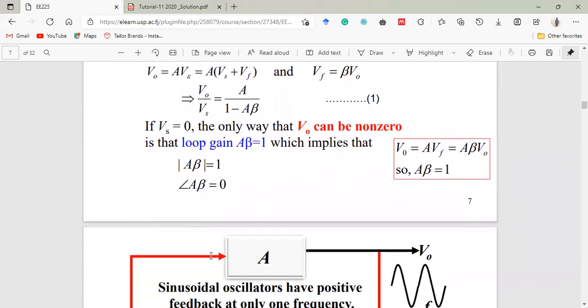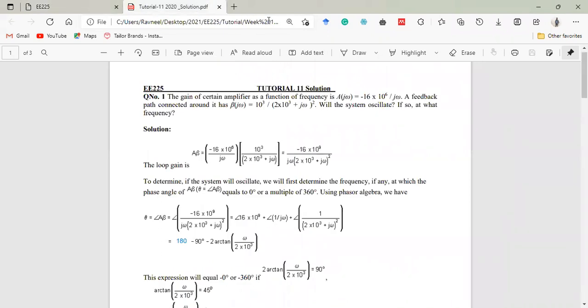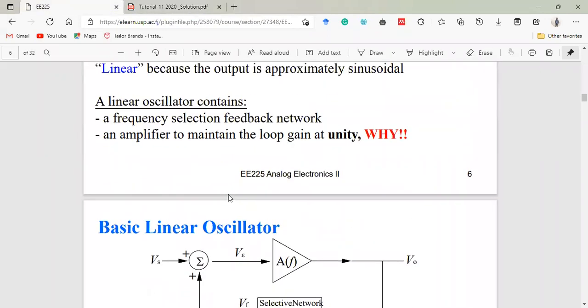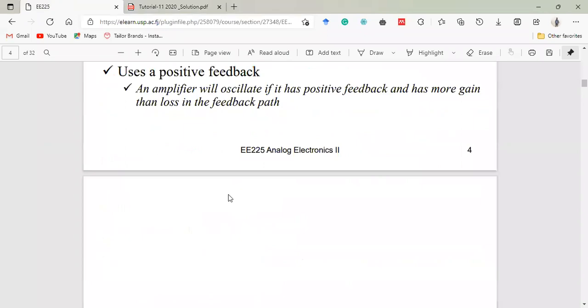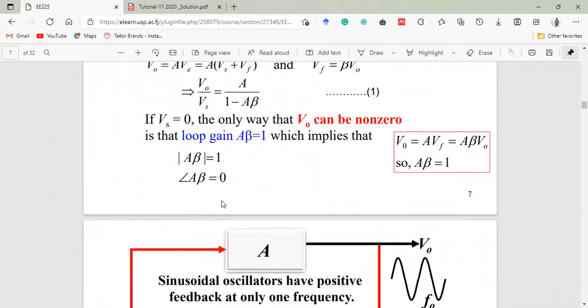Based on the Barkhausen criteria, we need to check the open loop gain and the feedback gain given over here, and see whether this feedback system is going to oscillate or not. The first thing is we have to calculate A times beta, and then we can compute the magnitude and the phase from it.